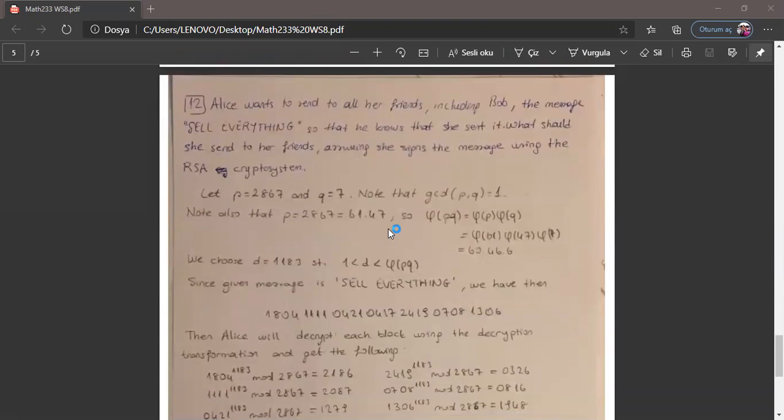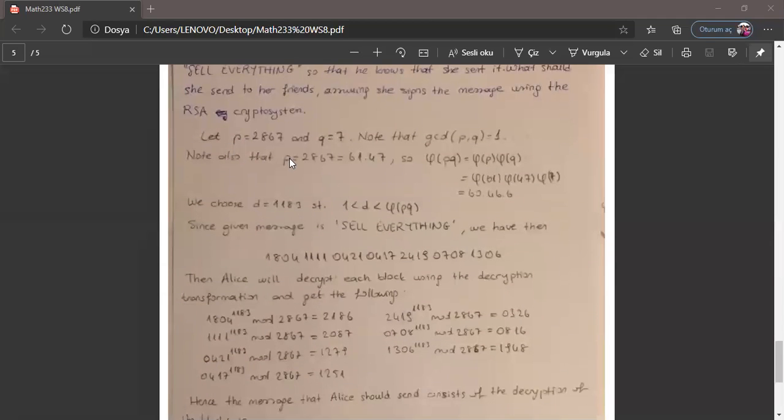Okay, now this is the last question. I guess in the exam you will be given these numbers P and Q. Okay, so let's start. Now she wants to send this message, sell everything, but she also wants to encrypt this message. Okay, and we will use the RSA crypto system.